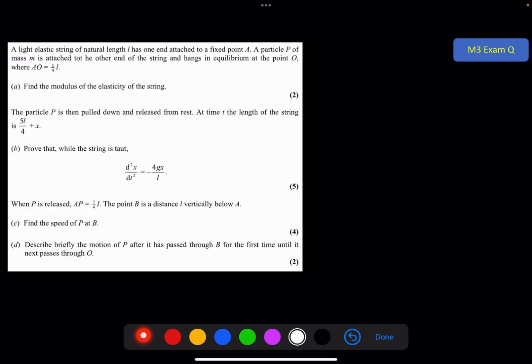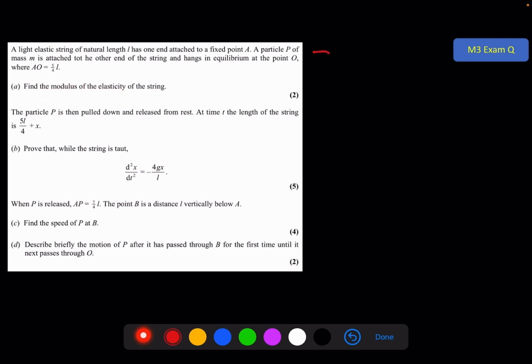A light elastic string of natural length L has one end attached to a fixed point A. A particle P of mass m is attached to the other end of the string and hangs in equilibrium at point O, where AO equals 5/4 L. Find the modulus of elasticity in the string.